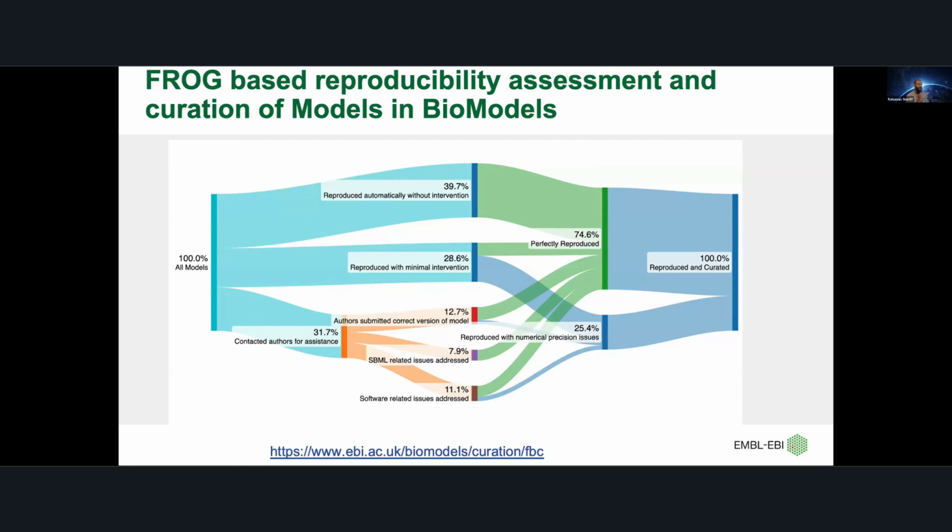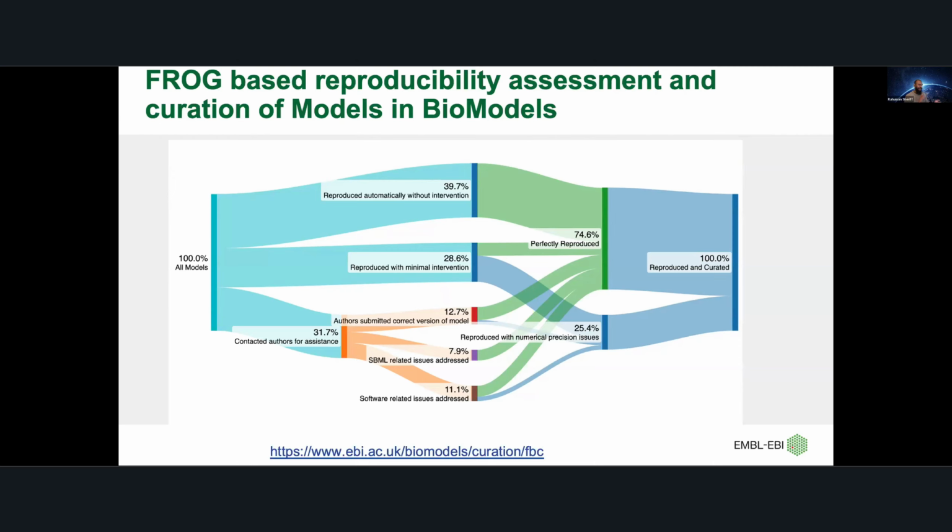About 40% of the models are reproducible without any problem, and for the rest, we had some issues. About 28.6% roughly, here we had to have some minimal intervention, and in some cases, about 12-13%, authors completely submitted a wrong version of the model, right? So then we could ask them to submit the right model.